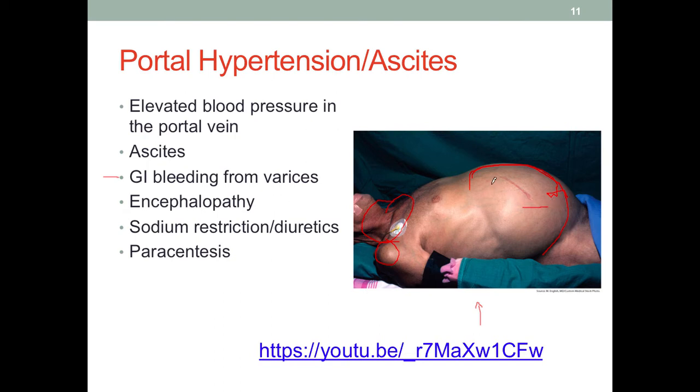In addition to the distended abdomen, we can also clearly see veins here on the surface of the skin. And these we might have heard called spider veins because they kind of resemble a spider web. So if we see this sign, we need to be thinking to check for portal hypertension or ascites.